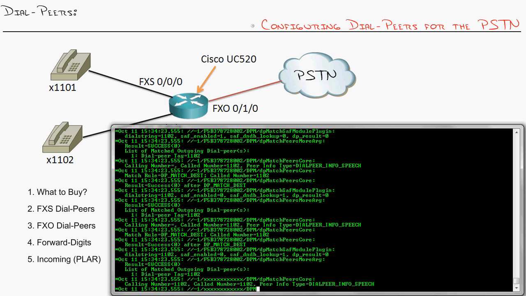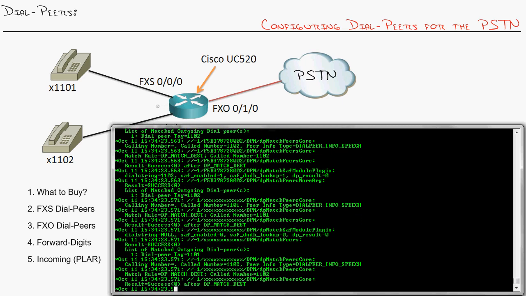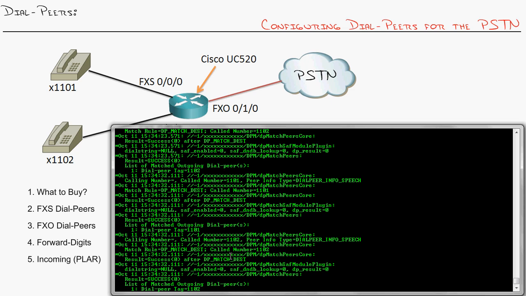Ta-da! I now have a connection going between these two analog phones. Dial peers are now, I'm gonna lift that up and hang that up. I don't wanna keep hearing that. So you can see it actually matched. It shows I matched an outgoing dial peer 1102. Fantastic. Now, what about the PSTN?